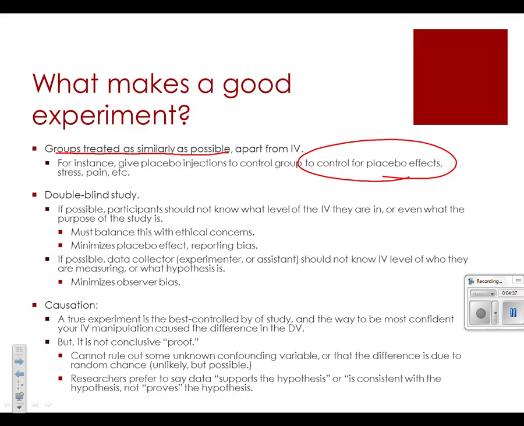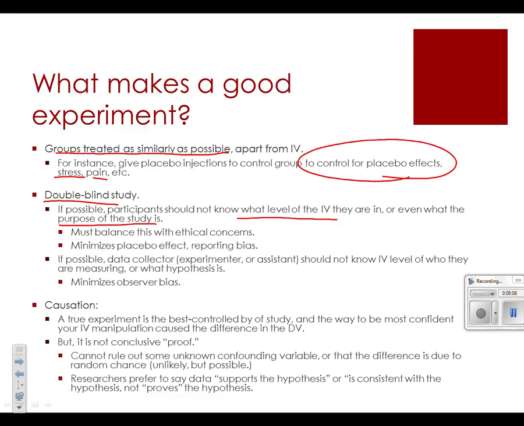Secondly, it also controls for things like the stress and the pain of the injection, in case that would affect your outcome. So that would be the same with the two groups. If possible, you'd like your study to be double-blind. Now, double-blind means that participants should not know what level of the independent variable they're in. Ideally, they shouldn't even know what the purpose of the study is.